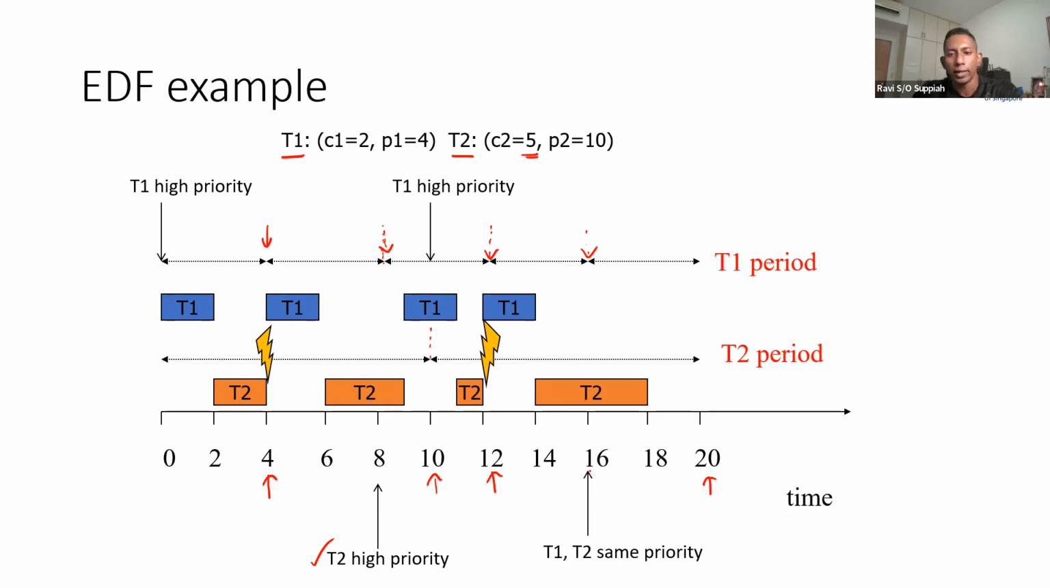Now, at time t equals 16, T1 will launch another instance, and T1 will have a deadline of 20. T2, which is running, already has a deadline of 20. Since both of them have the same deadline, the priority is the same. And since the priority is the same, T2, which is already running, will just continue, and then T1 will run.